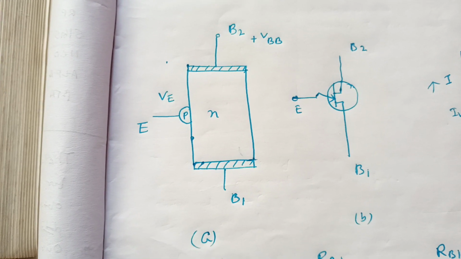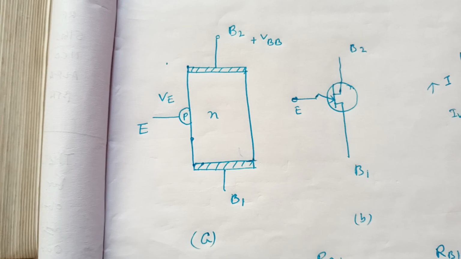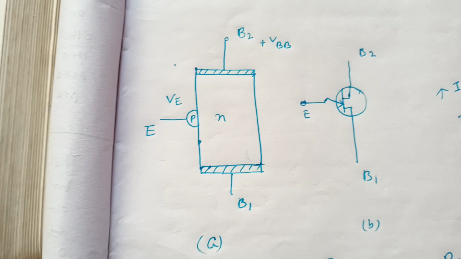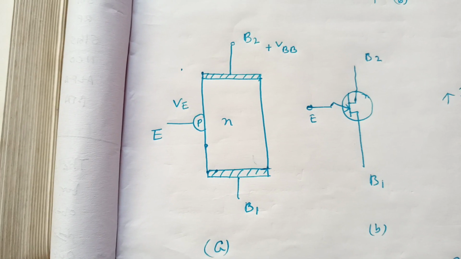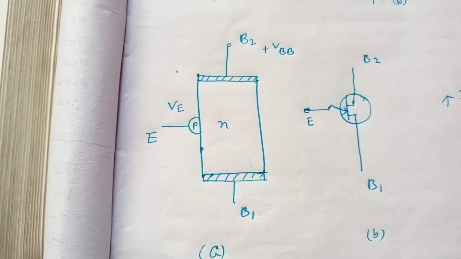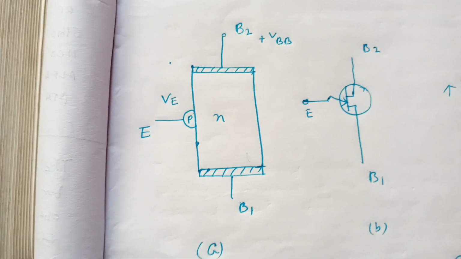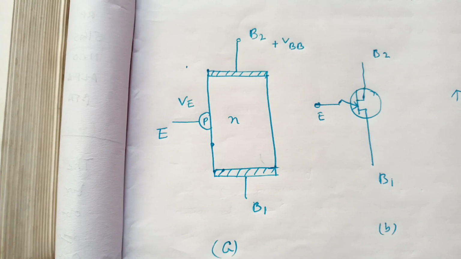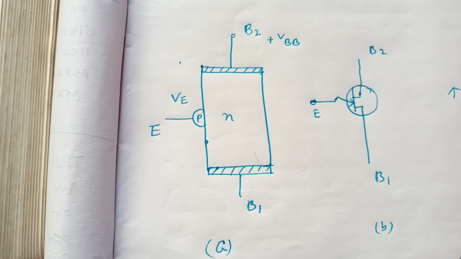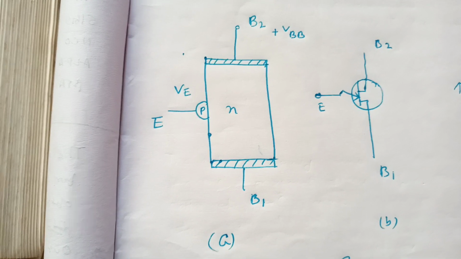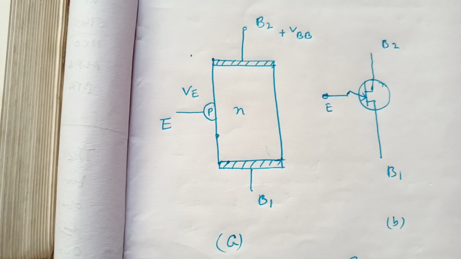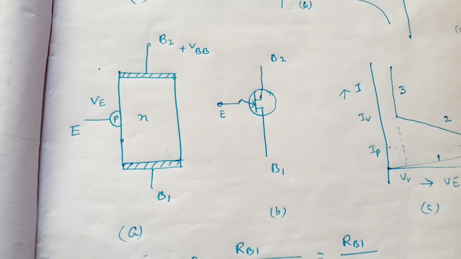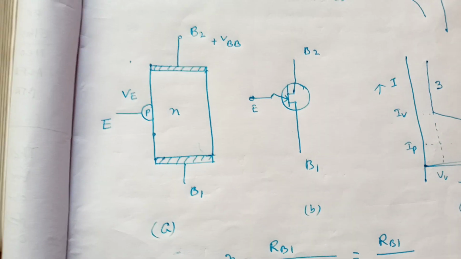The N terminals are called base, that is, B1 and B2 are the bases, and the terminal related with the PN junction is called the emitter. The resistance of the bar between B1 and B2 is generally in the range of 5 to 10 kilo ohm. Figure A shows the schematic diagram and figure B shows the circuit representation.